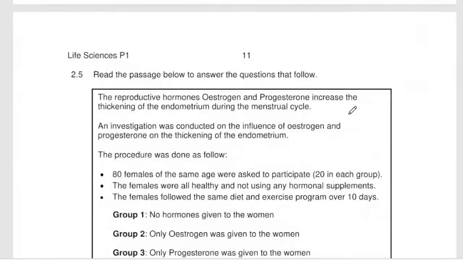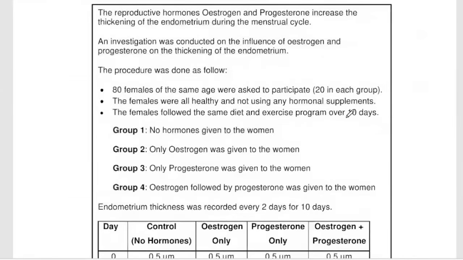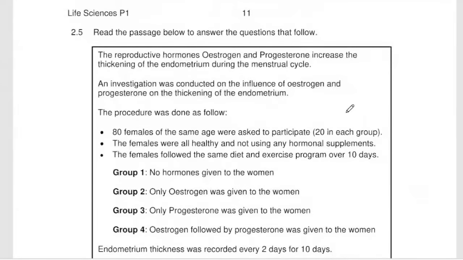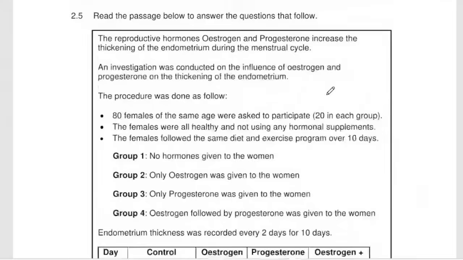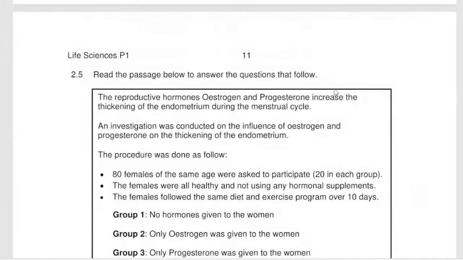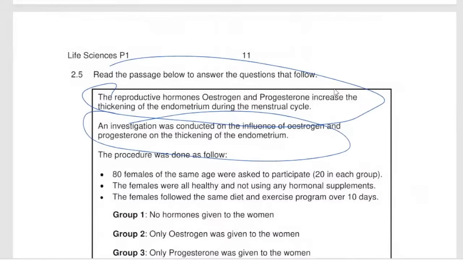All right, then we go to the investigative question. I'm not going to go through this that much, but you need to read the investigative question. Make sure that you read the first statement and the second statement. Those two statements are very important. One of them will help you to understand the concept.